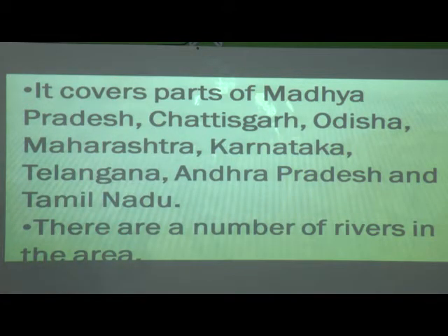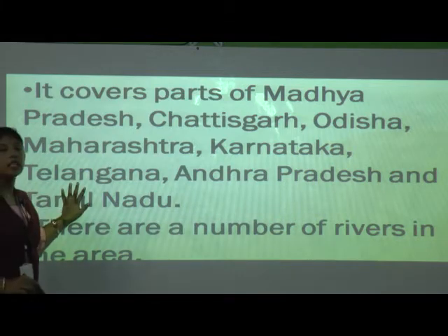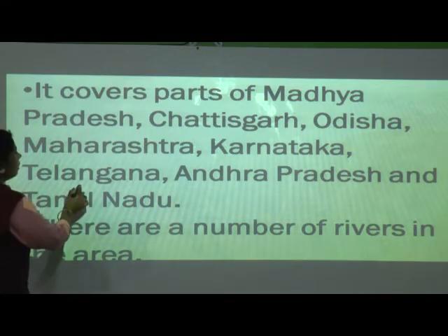Now it covers parts of Madhya Pradesh. Which states or parts does it cover? It covers Madhya Pradesh, Chhattisgarh, Odisha, Maharashtra, Karnataka, Telangana, Andhra Pradesh and Tamil Nadu. These are the states. There are a number of rivers flowing through this area.